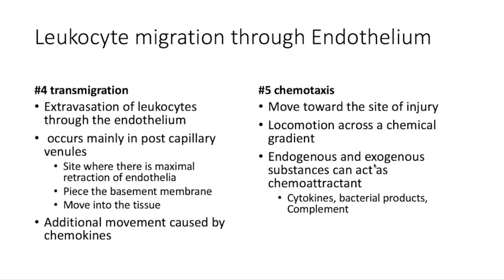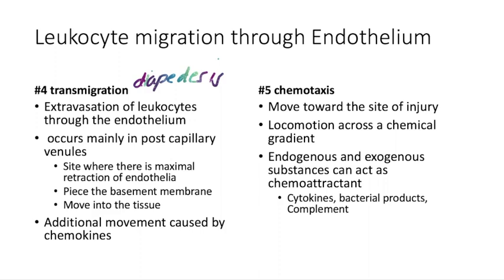The next step is leukocyte migration through the endothelium. So we have transmigration. This is the extravasation of leukocytes through the endothelium. It occurs mainly in the post-capillary venule. So this is not at the beginning of it, it's at the end of the situation. Transmigration of the leukocytes is where there is maximal retraction of the endothelia in that post-capillary venule. It pierces the basement membrane and moves within the tissue. We have more chemokine signaling for additional movement. Again, chemotaxis is moving it towards the site of injury.